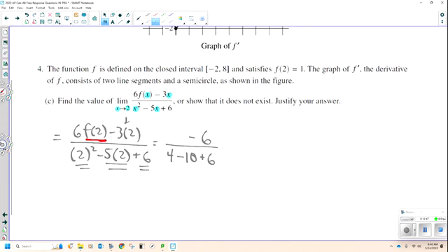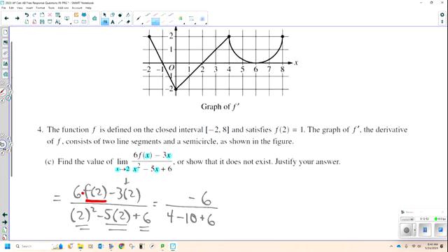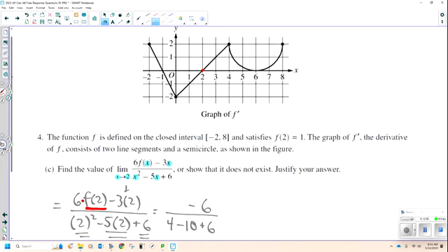f of 2 is the issue. It's 6 times whatever f of 2 is. I have the graph of the first derivative. Don't look at 2 in this point and say, okay, that's the point (2, 0), so f of 2 must be 0, so I should put a 0 down here and replace this. No, f prime of 2 is 0. This is the graph of f prime, not f.